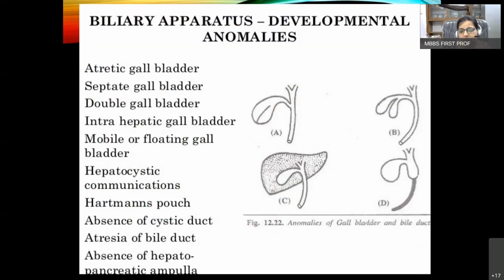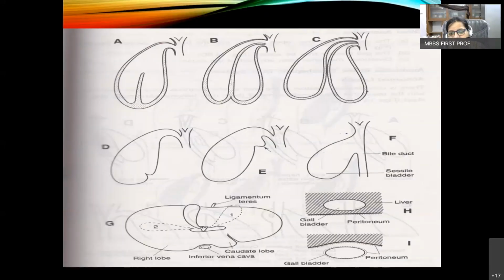And the duct system may also have anomalies in the form of the bile duct being absent, or the cystic duct being absent. There could be non-canalization of the bile duct or the cystic duct, and absence of the hepatopancreatic ampulla. These are pictures to show you the sessile bladder, double bladder, then it is bilobed. There is a complete partition. Here there is a complete partition, but outside it appears as one. Then there would be a Phrygian cap over here, and the gallbladder may be in the substance of the liver.